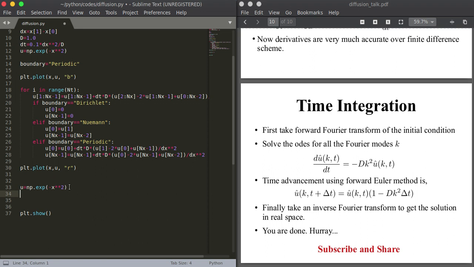So this is my initial condition, then I need to go into Fourier space. So uk is my Fourier transform of u. uk is equal to np, and in Python numpy gives the fast Fourier transform, FFT. I will use the real Fourier transform, RFFT of u. So the uk is the Fourier transform of u now. That's it.